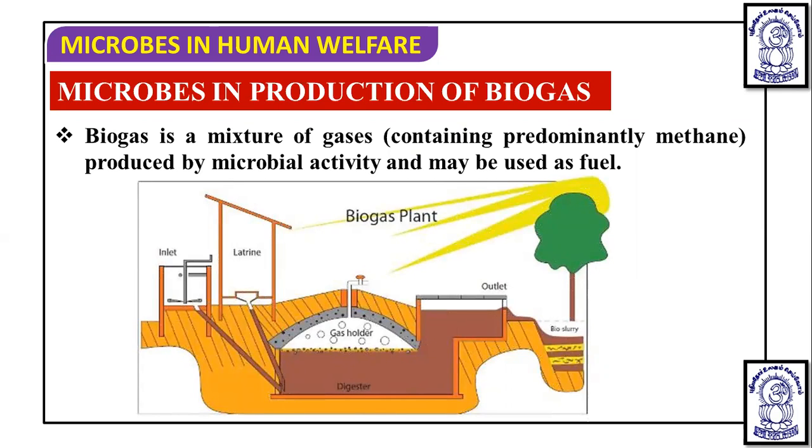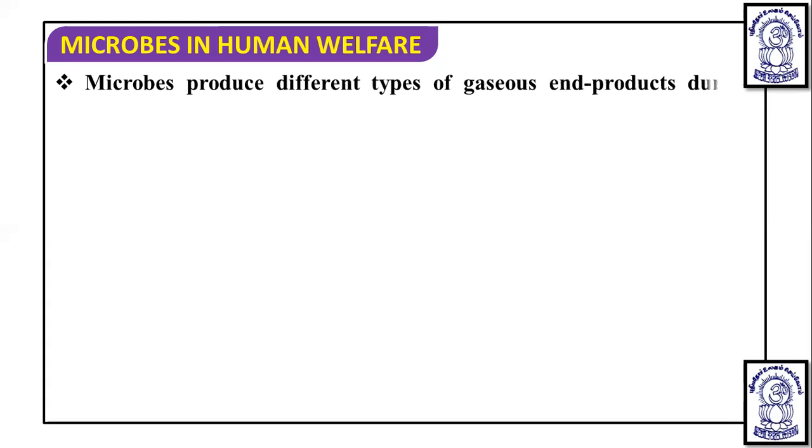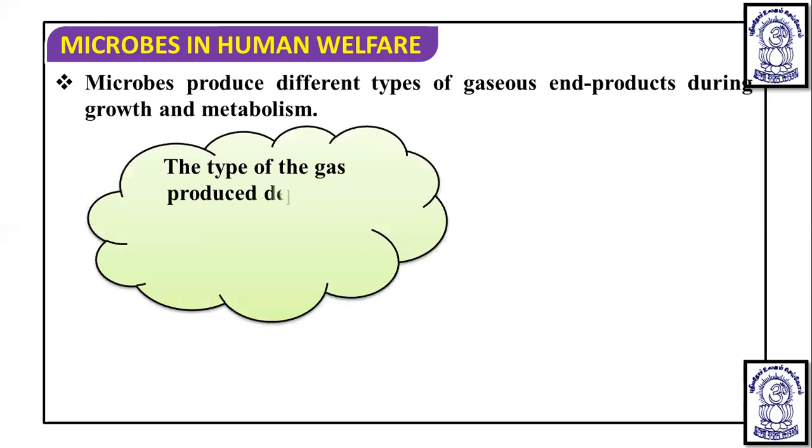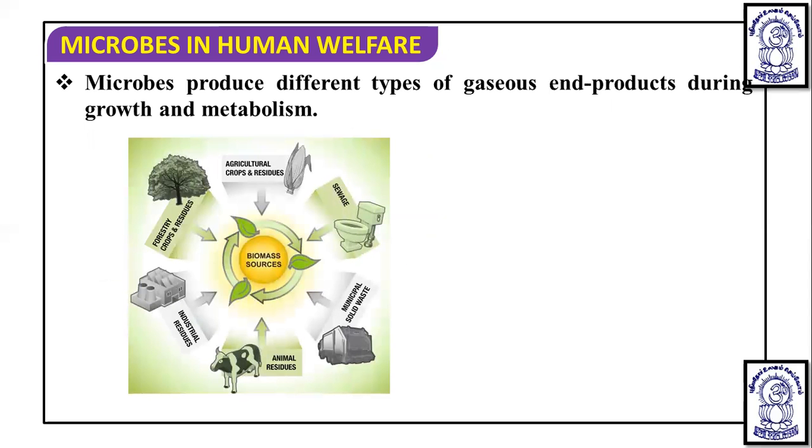So this is the biogas plant, how it looks. We will see in continuation how this biogas plant works. The microbes produce different types of gases and products during growth and metabolism. It is known that the type of gas produced depends upon the microbe and the organic substrate they utilize. Based on the microbes which are there and the substrate which is used, the gases are produced.